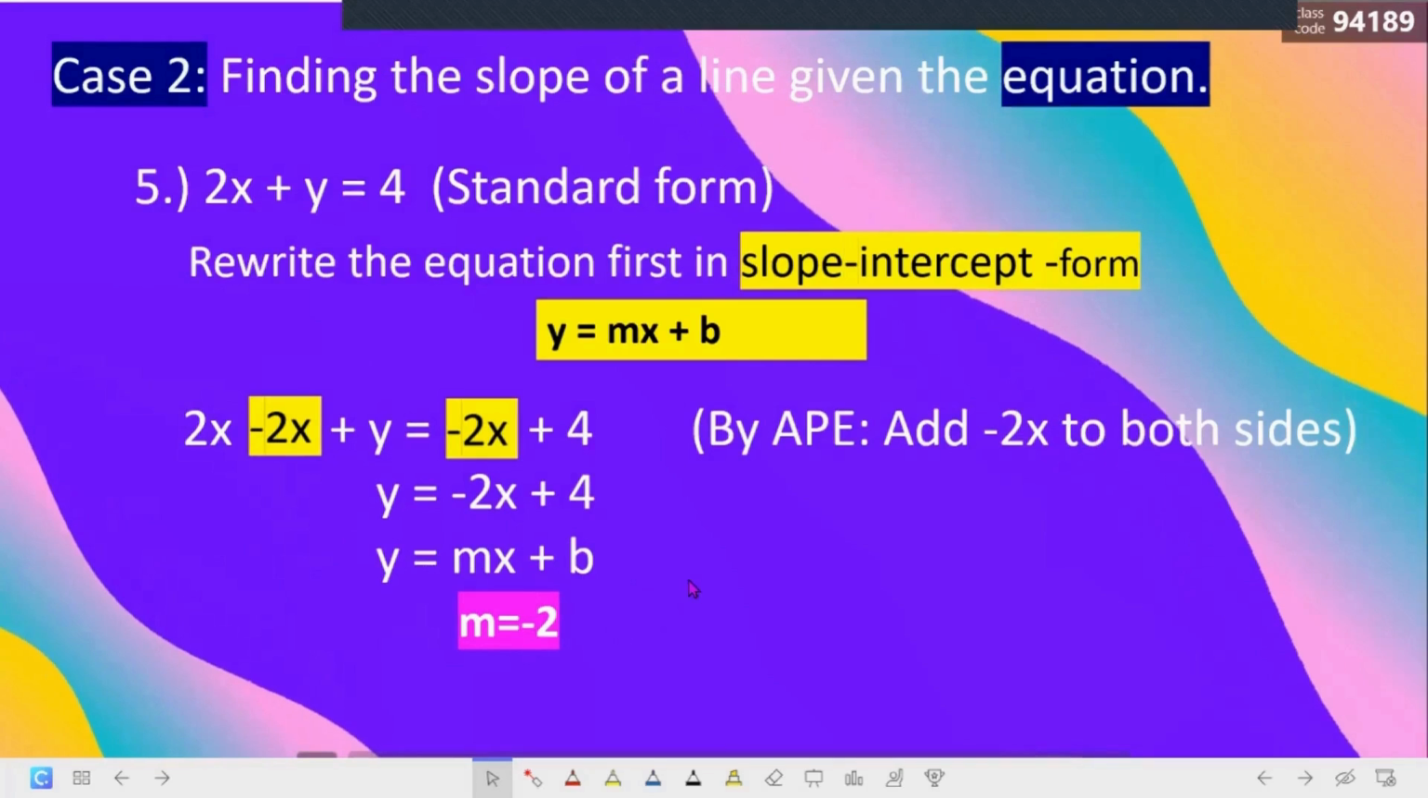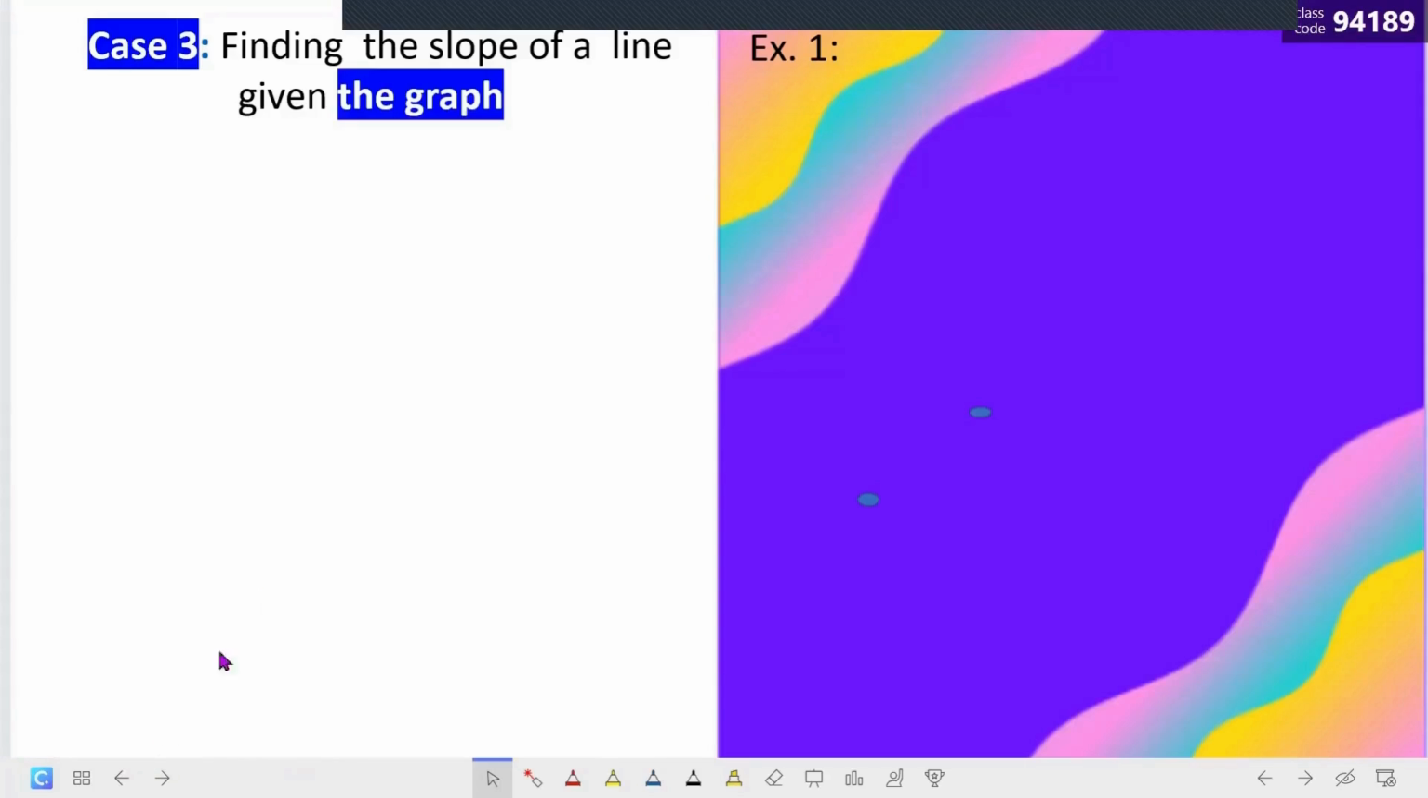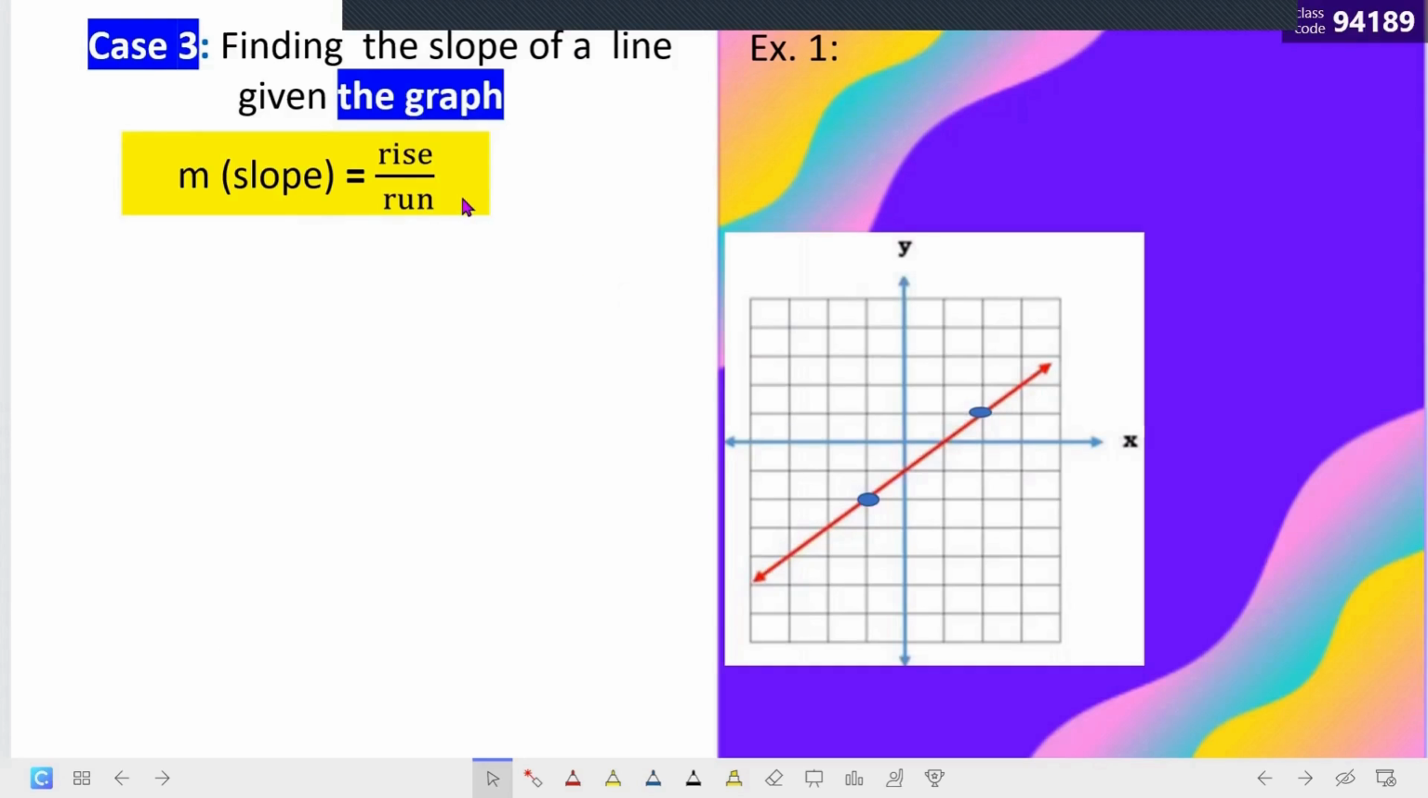So that's for finding the slope of a line given the equation. Now, let's move to the other case. Case 3. Let's find the slope of a line given the graph this time. All right? So, this is now applying our formula, slope equals rise over run. Given the graph, we can easily find the slope using our concept of rise over run.